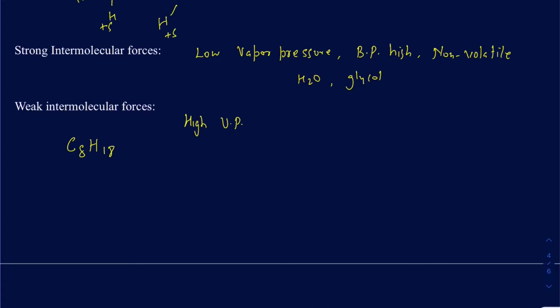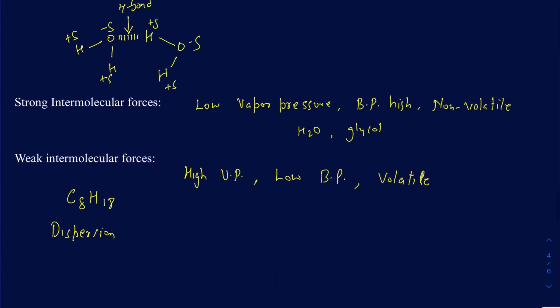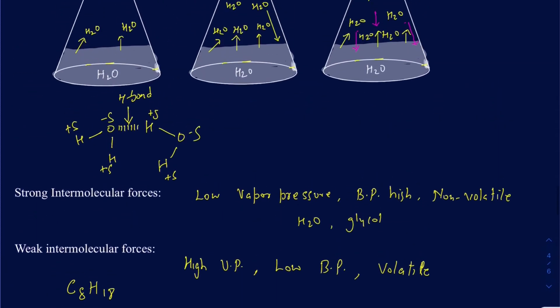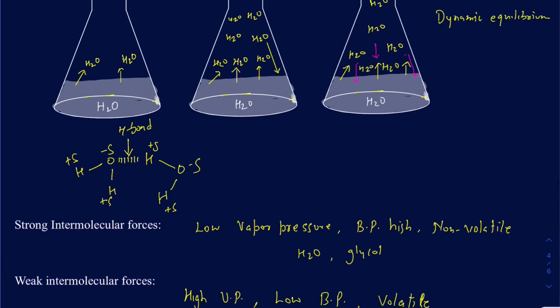That's because it makes weak intermolecular forces, which are going to be the dispersion forces. And since it makes weak intermolecular forces, it's going to have high vapor pressure and it's going to have low boiling point. And as a result, you're going to call that a volatile. All right, so it's important to know the relation between these intermolecular forces and how your boiling point and vapor pressure is going to behave based on that.